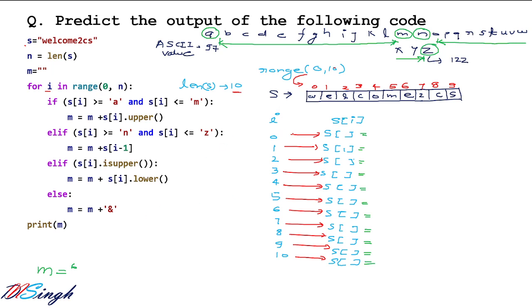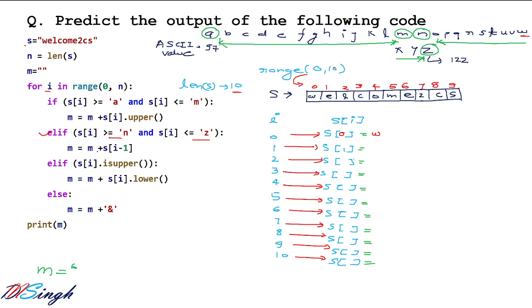Let us see here, what is s of 0. S of 0 is small w. Again we need to compare s of 0, w, and see where it falls in that category. W will be in the range of n to z. Somewhere here you have the w, so it will go in the elif part. Okay, greater than or equal to n and less than or equal to z.